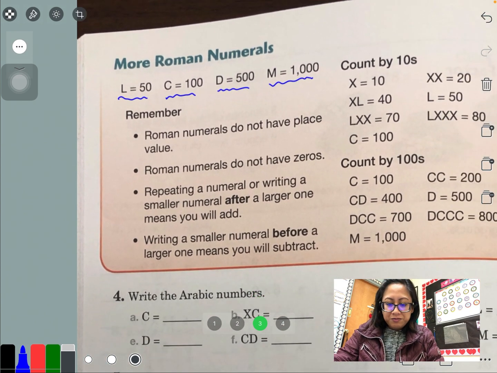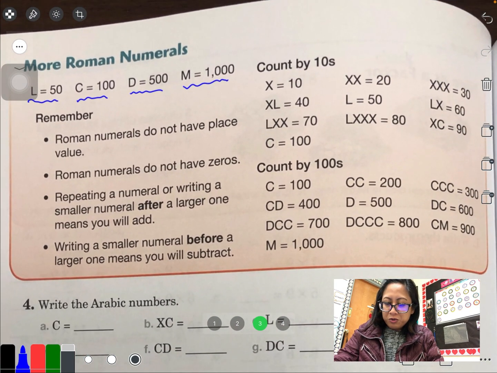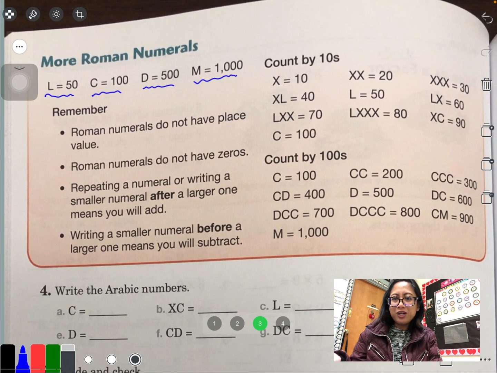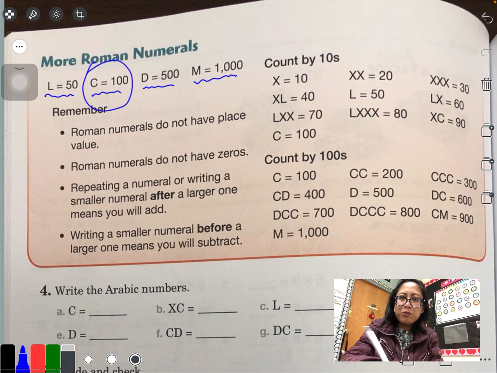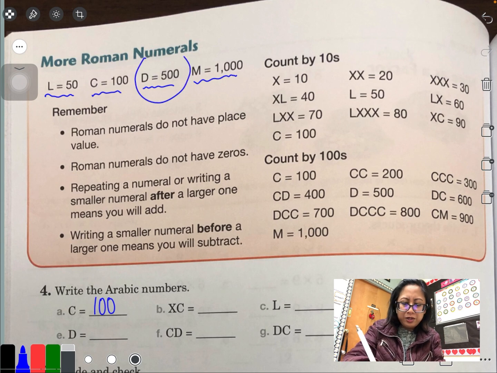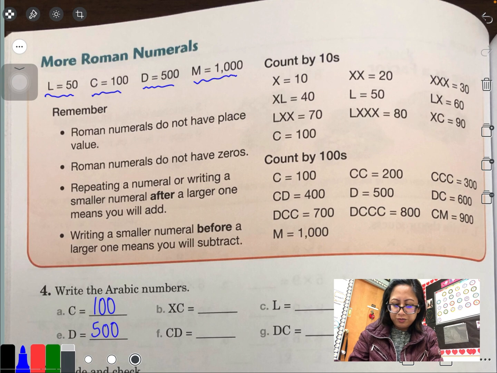All right. So here are Roman numerals by 10 and by 100. This is pretty cool. All right. So write the Arabic numbers, meaning the regular numbers that you know. C, we've seen that right here. 100. D, we see that right here. 500. Okay, so some of this you already know how to do.